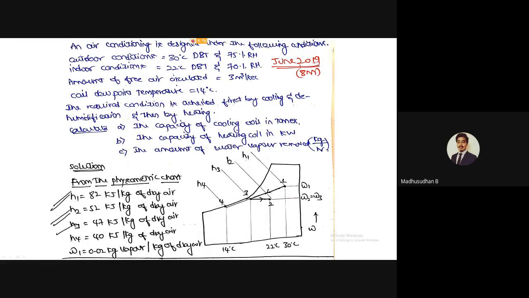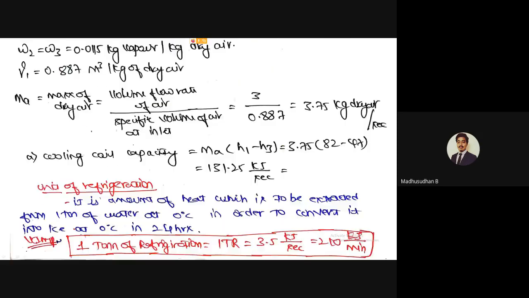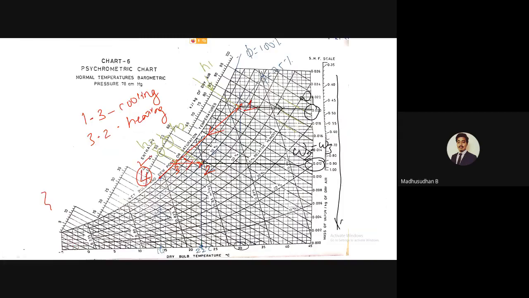Okay, so from the psychometric chart, you get the values of H1, H2, H3, H4 and omega 1. All those values will be obtained from the psychometric chart. Now, how to proceed with the calculations? Omega 2 is equal to omega 3, which you get from the psychometric chart. V1 also will be obtained from the psychometric chart.